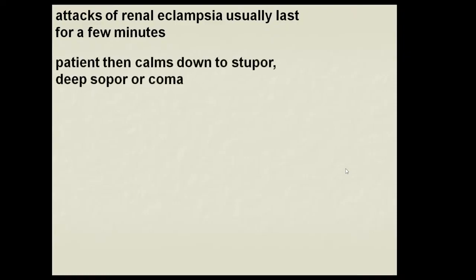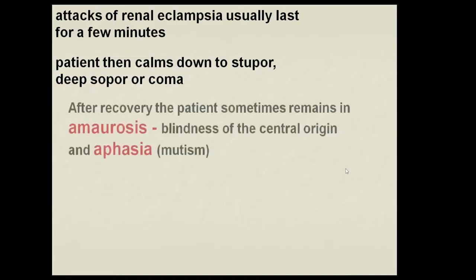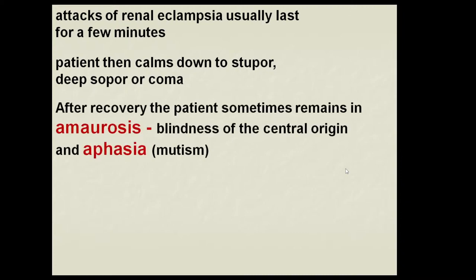Attacks of renal eclampsia last for a few minutes, then disappear, but sometimes the patient can be in deep sopor or coma. Then through the stupor, his consciousness comes back to normal. But during the recovery period, there may be some problems with vision, amaurosis, and with speech, aphasia.